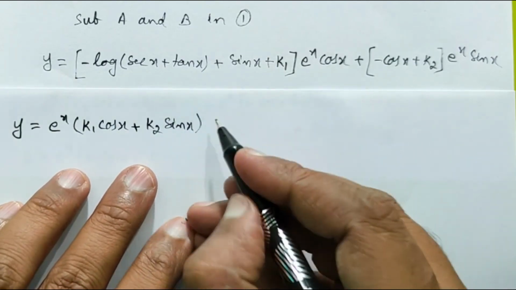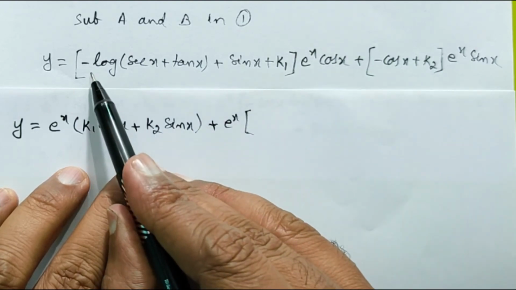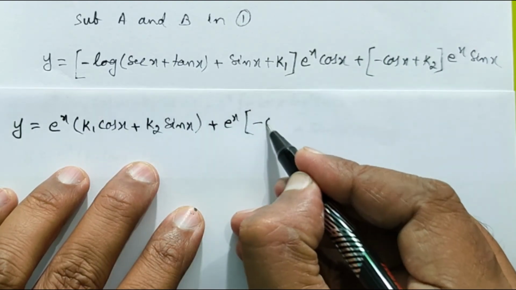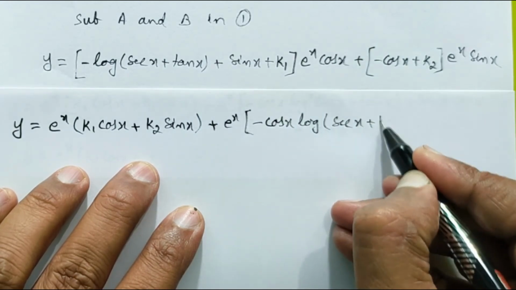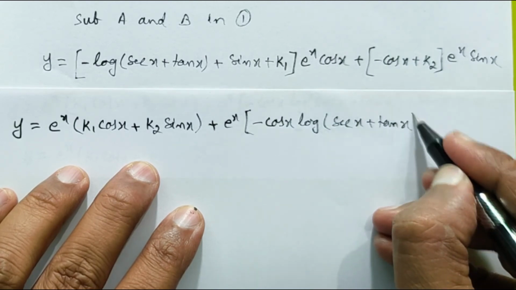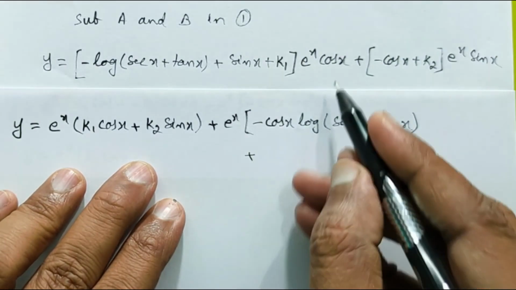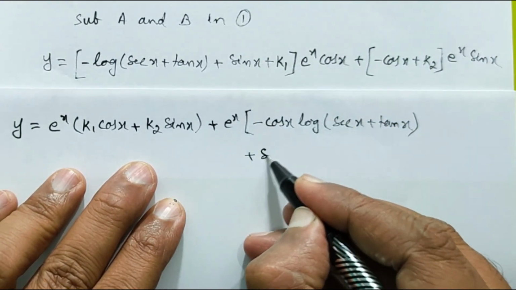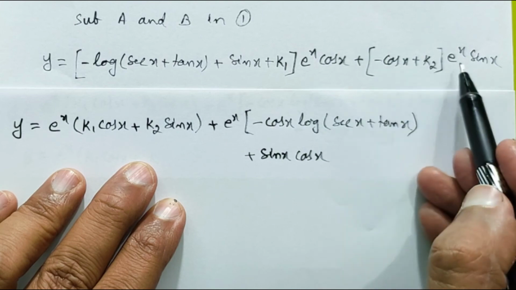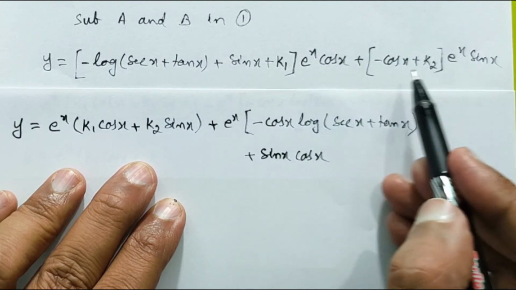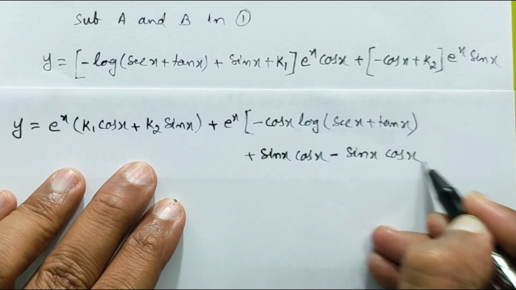Now in the remaining terms also e power of x is common. So I will take e power of x common outside. So then this minus log has to be multiplied by cos. So we will be getting minus cos of x into log of secant of x plus tan of x. Then this sin x is multiplied by this cos x. So plus, since I have already taken e power of x outside, you will be left with sin of x into cos of x. And coming to this term, here also e power of x is taken common outside, we will be left with sin x into cos x with a negative sign, minus sin of x into cos of x.